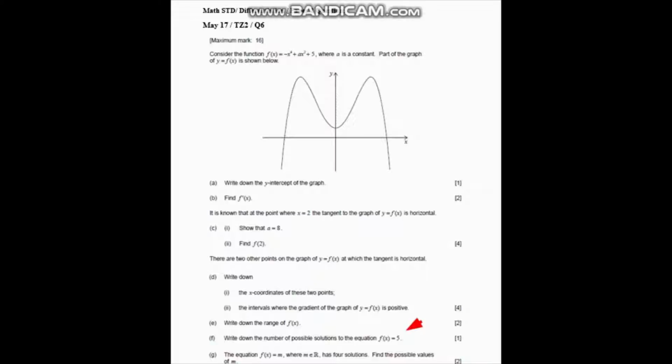Next, we have question G, which says the equation f of x equals m, where m belongs to R, has 4 solutions. Find the possible values of m. Again, this has to do with the same concept. The word 4 solutions means we are talking about 4 intersection points. So which lines can I draw on this graph such that there are 4 intersection points between the line and the graph?